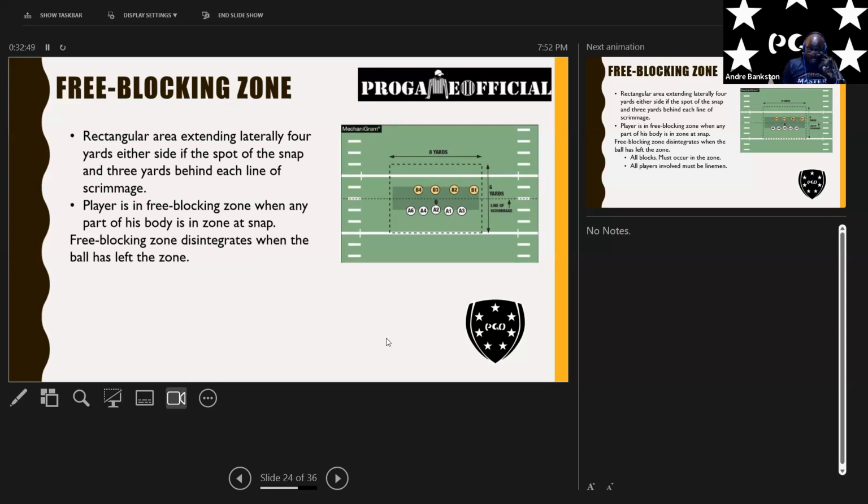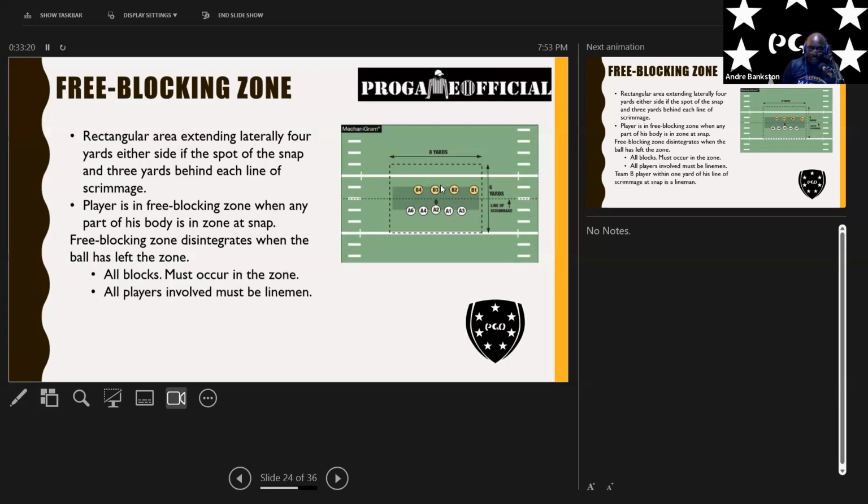The free blocking zone disintegrates when the ball has left the zone. So if a quarterback receives a snap and takes about a step and a half, or two steps back, that ball is still in the zone. So blindside blocks are legal. Blocking in the back is legal. And blocking below the waist, but there is a stipulation to the block below the waist, and we'll talk about it in a minute. But yeah, all of that is legal.